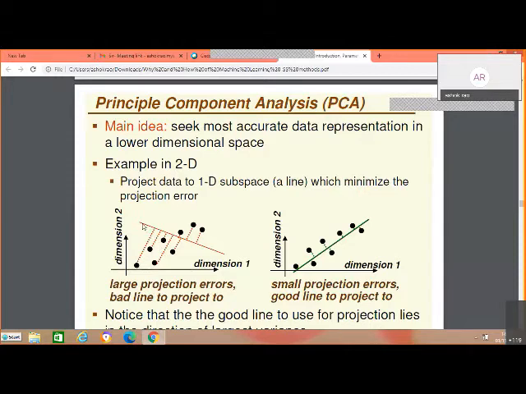1 dimension is a line. So suppose I have a line like this. I want to represent all these points on the line. I have to project the point onto the line. Project this point onto the line, this onto the line, this onto the line. And I have to do an orthogonal projection, and the angle is 90 degrees. I do that. And I want to see whether this line gives me a reasonably good one-dimensional representation of the points.